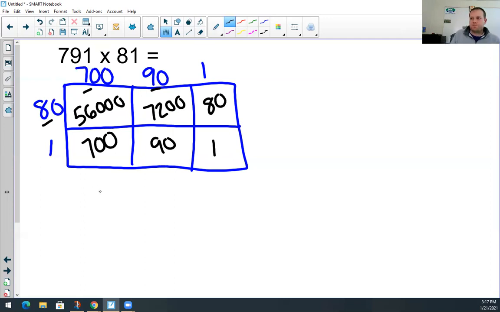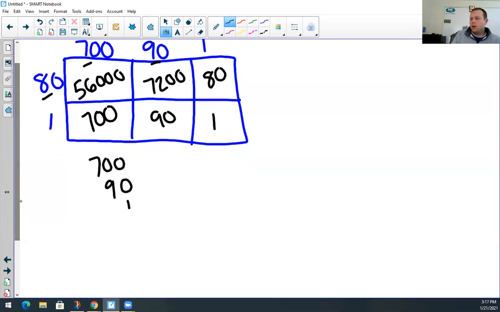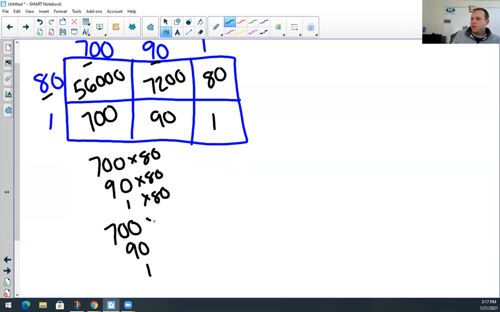Partial products. Again, really big problem here. So we would have, I'm going to decompose 791 into 700, 90, and 1. I'm going to do it one more time because I'm multiplying by 2 digits. I'm going to multiply it by 80 the first time and by 1 the second. I think that works out.